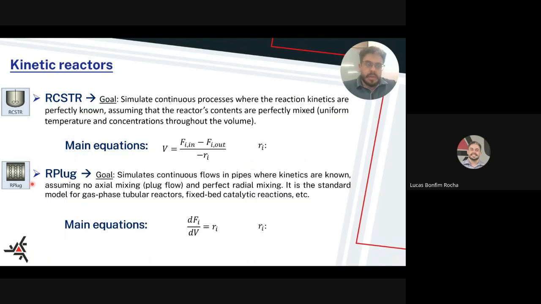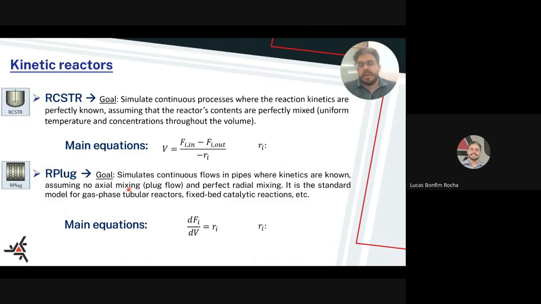Or we can use the RPlug model, which is a reactor in which you have distributed parameters, and it simulates continuous flows in pipes where kinetics are known, assuming no axial mixing in this case, so we have a plug flow state and perfect radial mixing. In the model present in Aspen, we are considering only the profile in the axial direction, so we don't have profiles in the radial direction. And it's the standard model for gas phase tubular reactors, fixed bed catalytic reactions, etc.